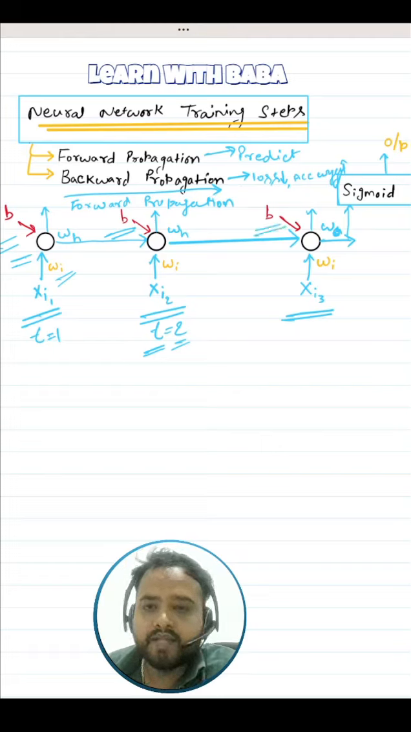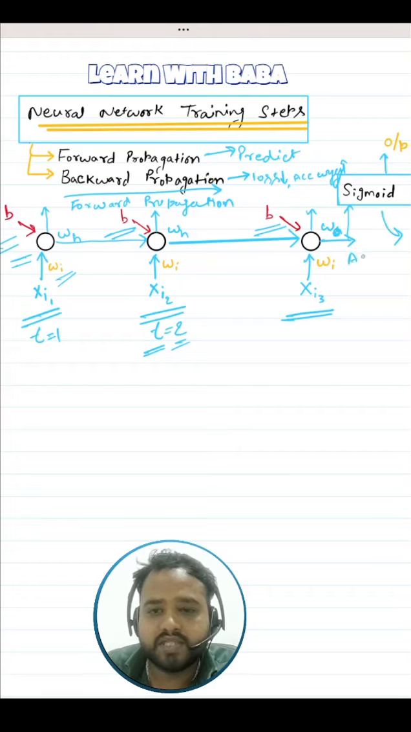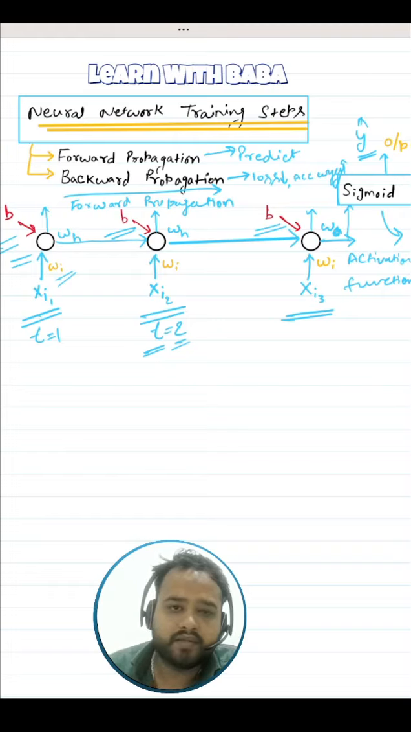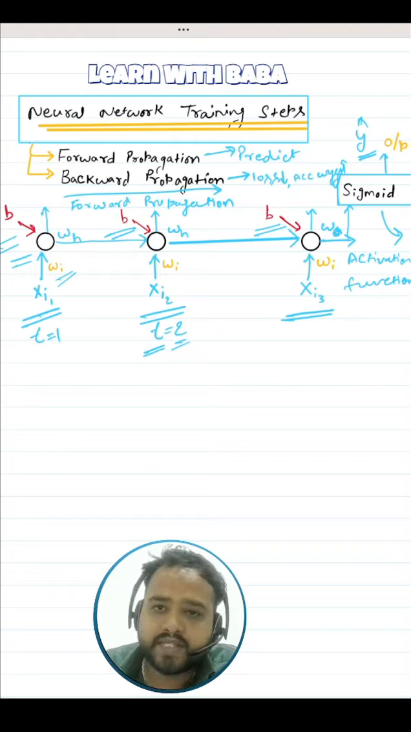Then our final output will be going towards the sigmoid function. So the sigmoid function is actually the activation function. Okay, then we will have some output. That output we will denote as y hat, or y cap we can say. Then this is actually our prediction output, predicted output.